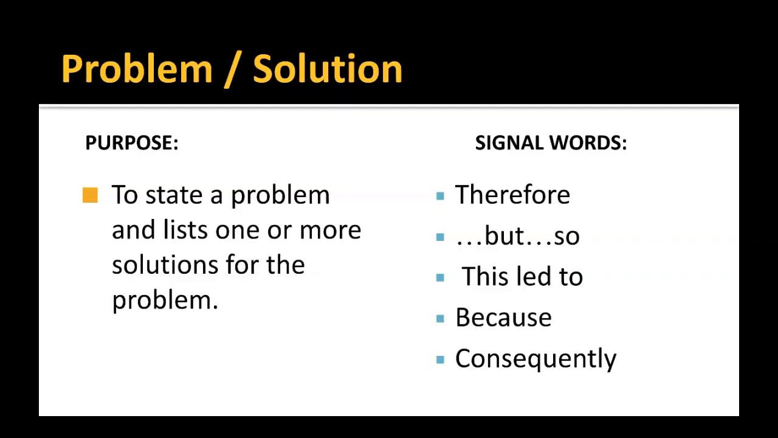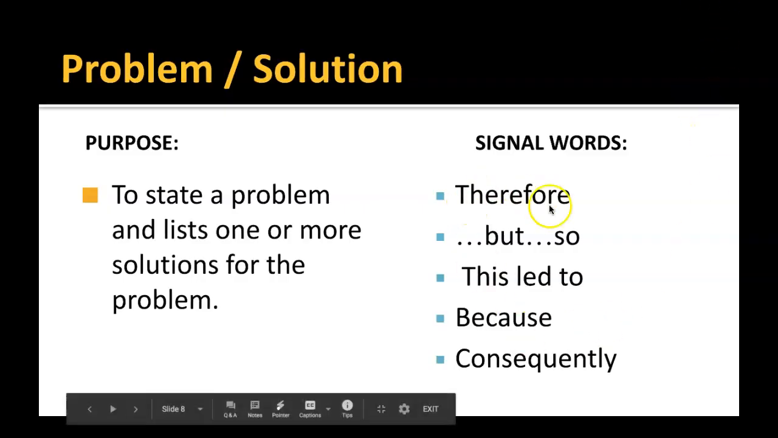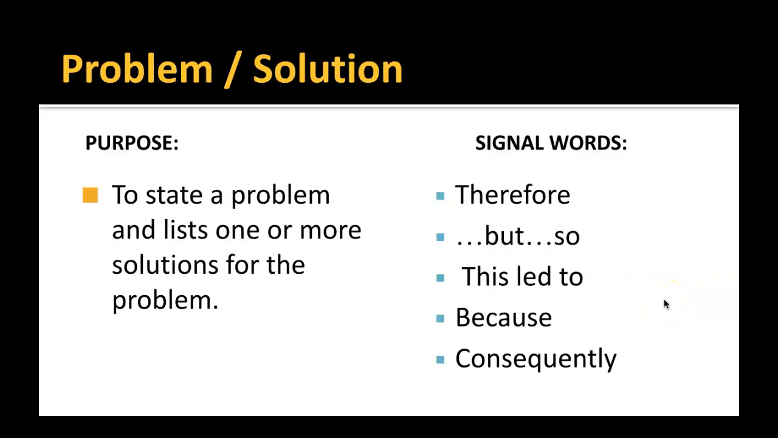Problem and solution. This is when you state a problem and list one or more solutions for the problem. You might see these signal words like therefore, but, so, this led to, because, and consequently. If something doesn't have a solution, it's probably not problem solution. It might be cause and effect. So make sure when you're identifying this that there's actually a way to fix something or a way to improve something.